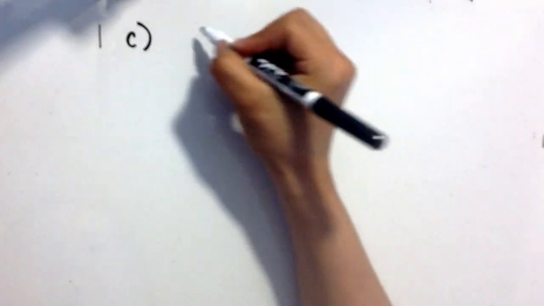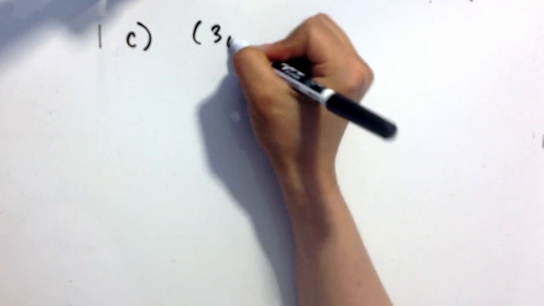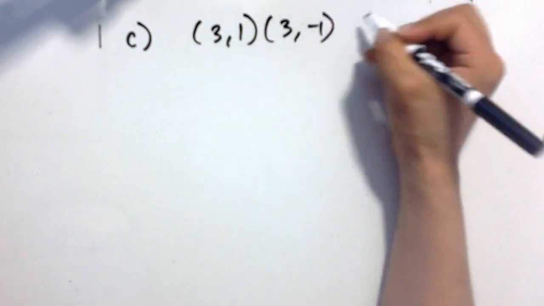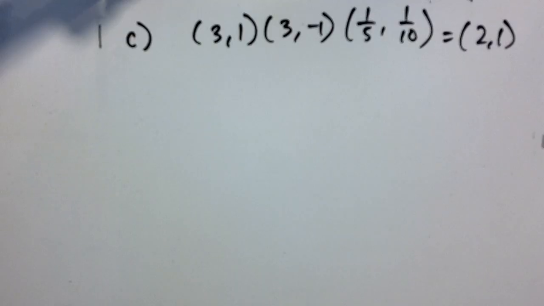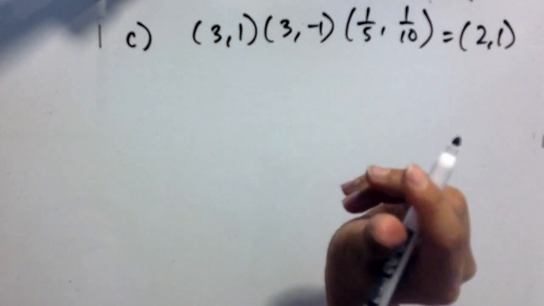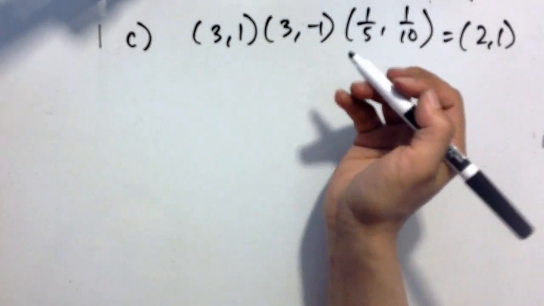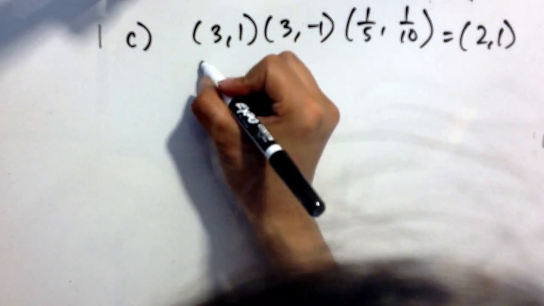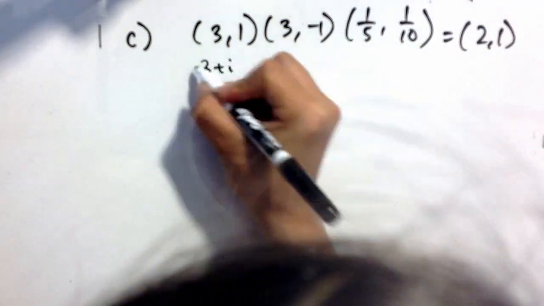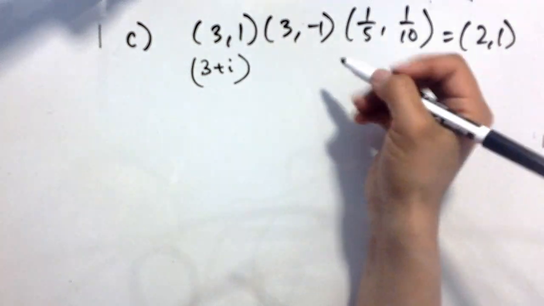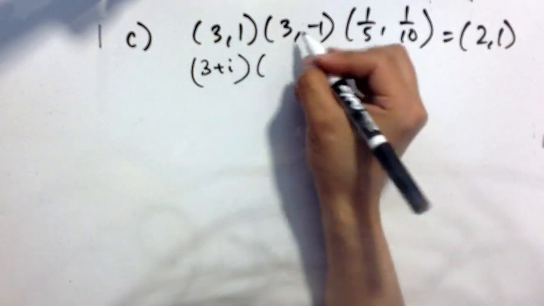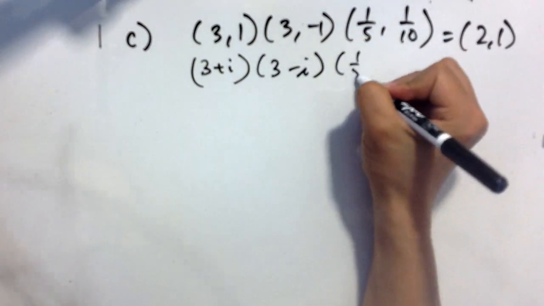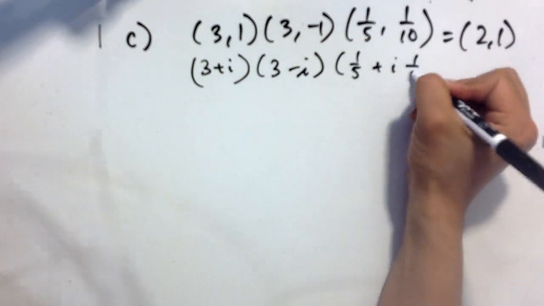For part C, we are given an equation that's a little bit longer. I will first start out by rewriting this equation in the other form. So I'll have here 3 plus i, then 1 plus i, then 3 minus i, then 1 over 5 plus i times 1 over 10.